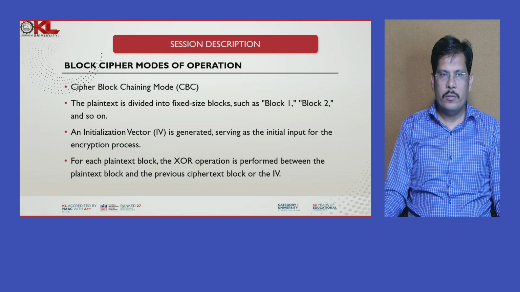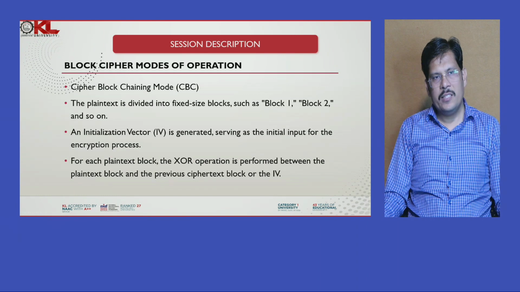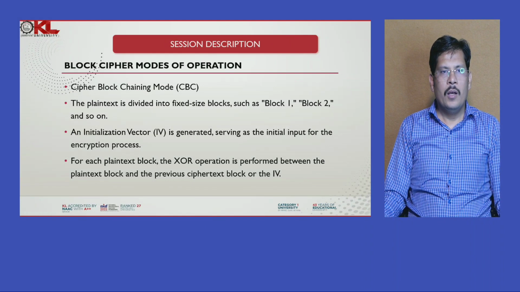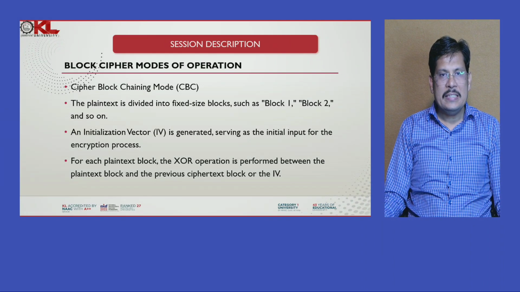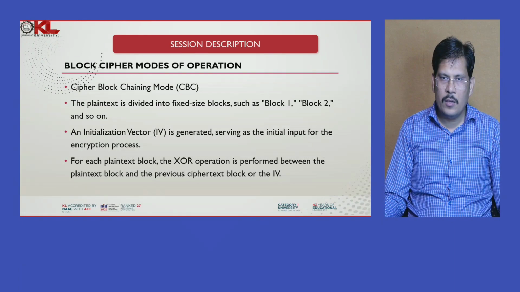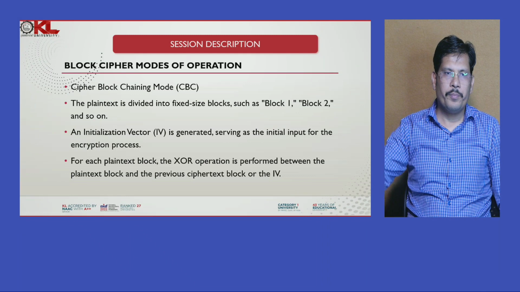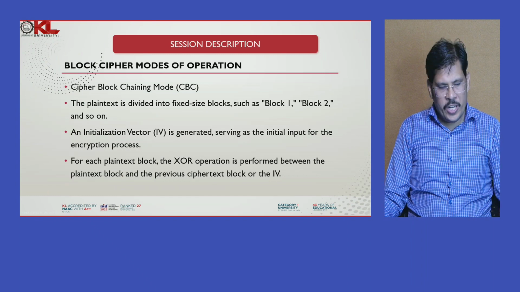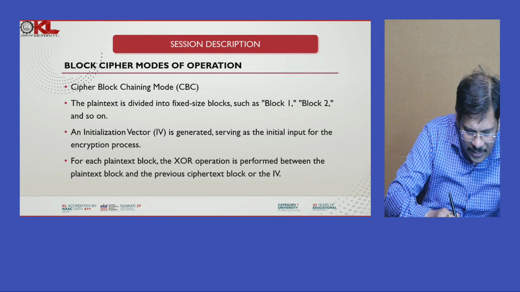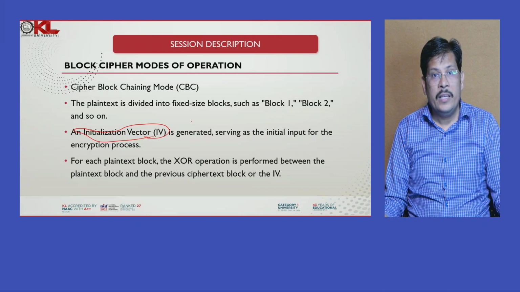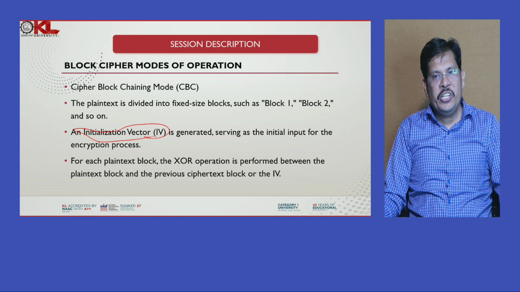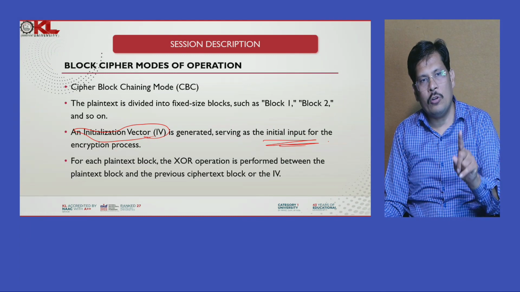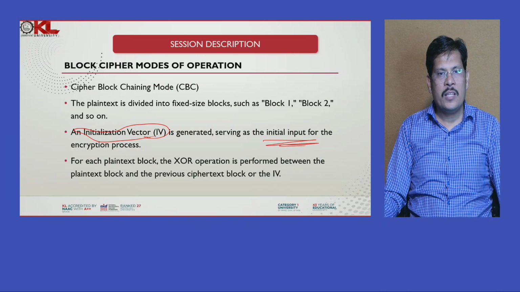Now the cipher block chaining mode. The first one was ECB, the second one is the cipher block chaining mode, also called CBC. The plain text is divided into fixed-size blocks such as block 1, block 2, block 3, and so on. An initialization vector, also called the IV, is generated, serving as the initial input for the encryption process.